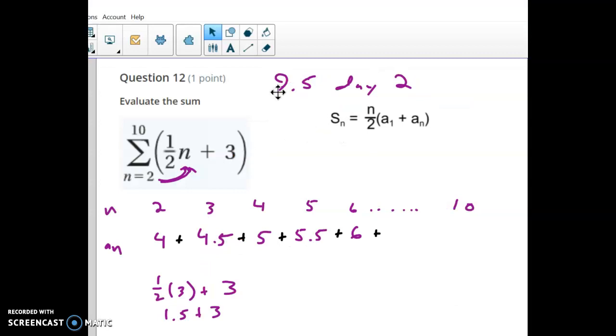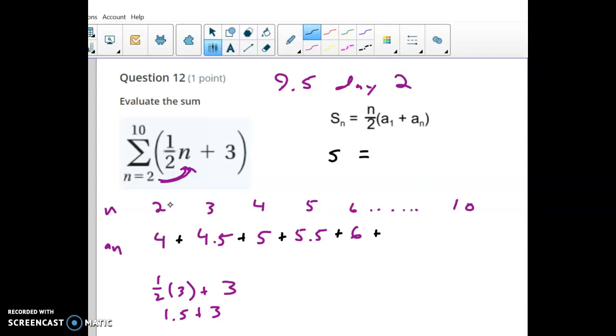Okay, so one of the tricky parts is how many terms do we actually have? So it seems like there would be 8. If you do 10 minus 2, there'd be 8. But if you actually count it out, there's actually 9 terms here. So you have to do 10 minus 2 plus 1. There's actually 9 terms we're summing.